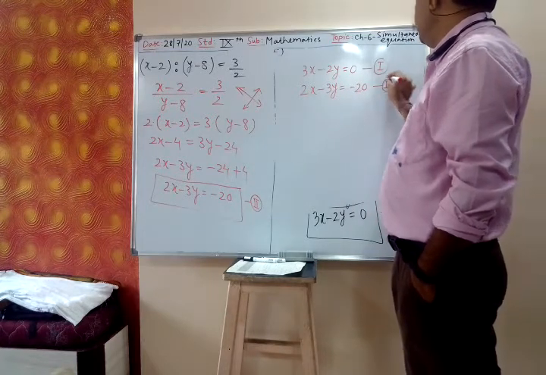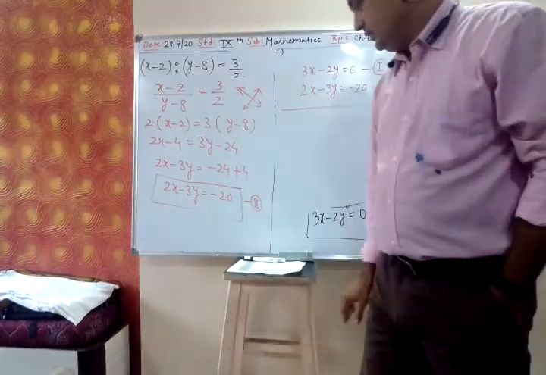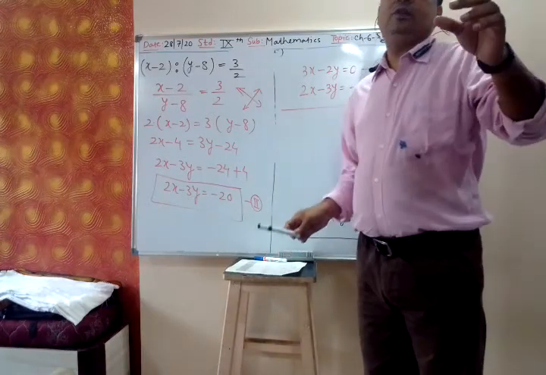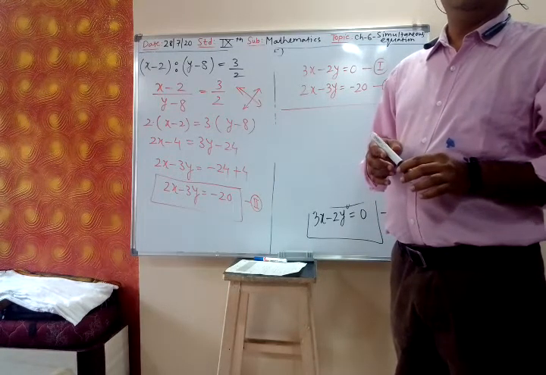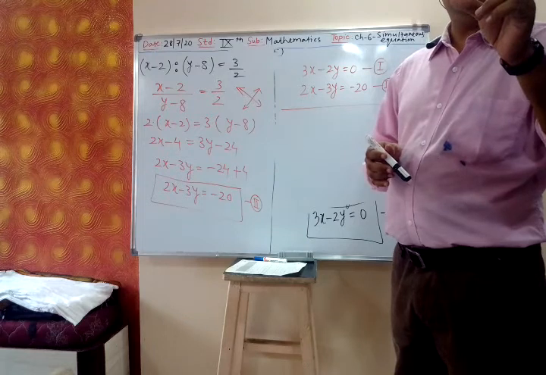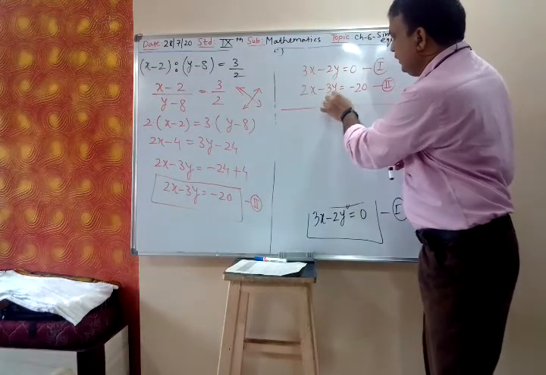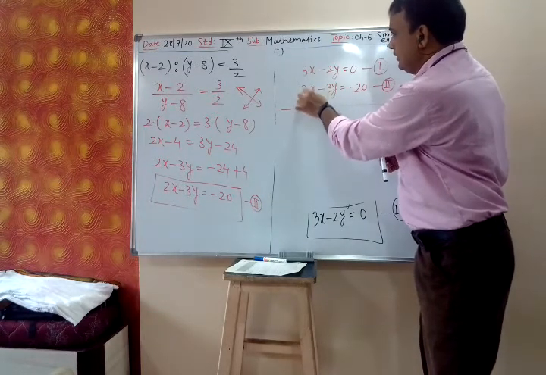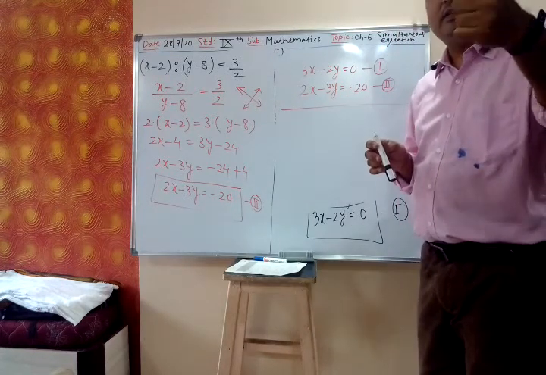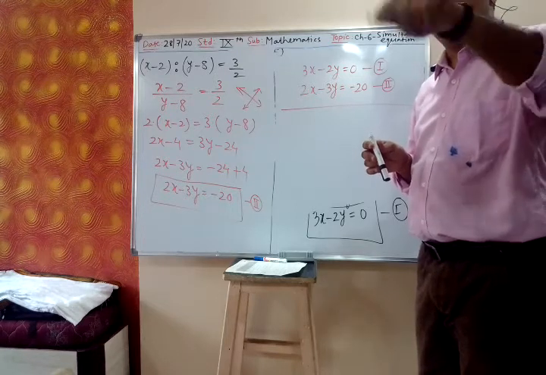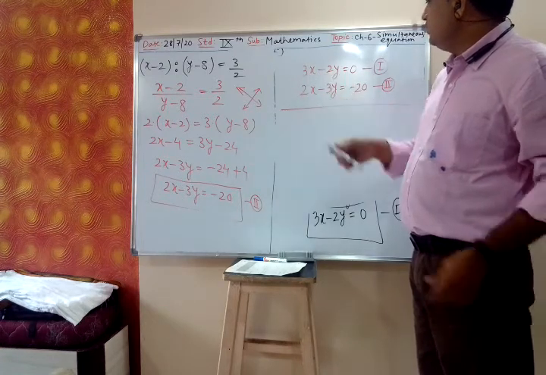Now you tell me, anybody? How will you do it? See here, one observation you are not making: the diagonal coefficients are same. Diagonal coefficients 3, 3, 2, 2. Whenever diagonal coefficients are same, we add the equations, get equation 3. We subtract the equations, get equation 4. Then solve 3 and 4.